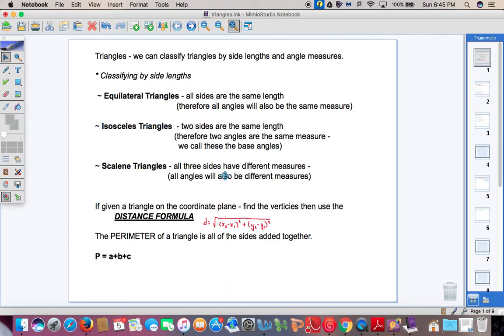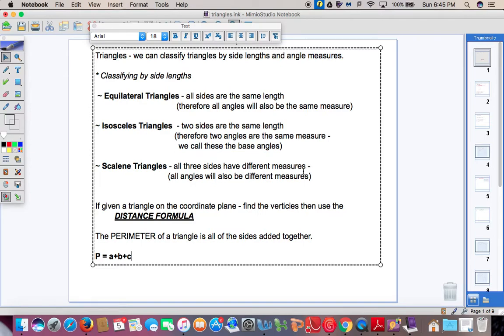And they're always associated with the sides. So the scalene triangle is a triangle where all three sides are different lengths. And if all three sides are different lengths, then all three angles will be different measures.